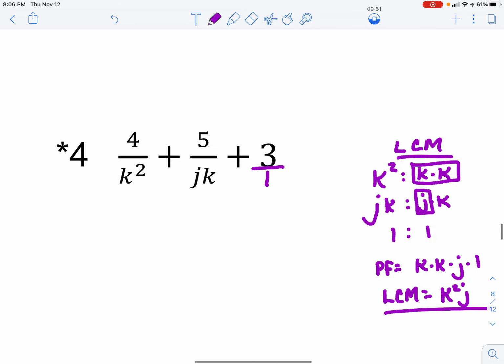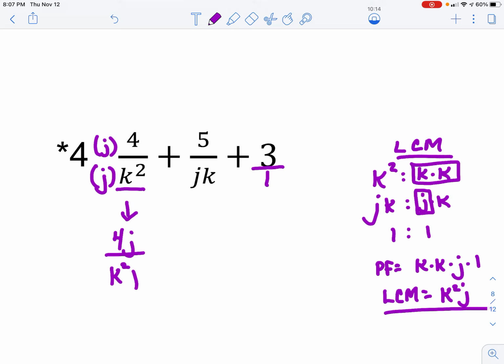So that's what we need to change all of our denominators to. So we look at what we have. If it needs to be k squared j, let's look at the first one over here. I have k squared, but it needs a j. So I'm going to multiply it with a j, but not just there, on the top as well. So what does this term now become? Let's go ahead and multiply that out. I have 4j on top, and I have k squared j.